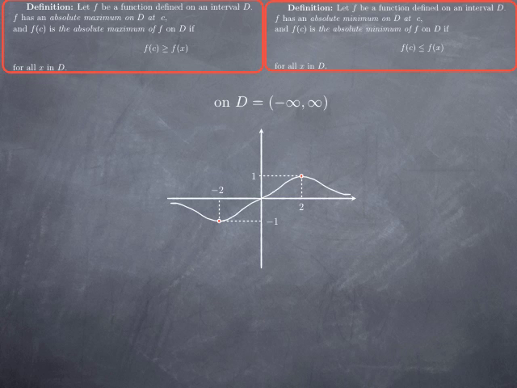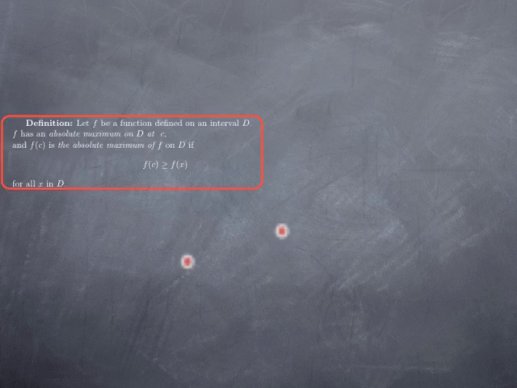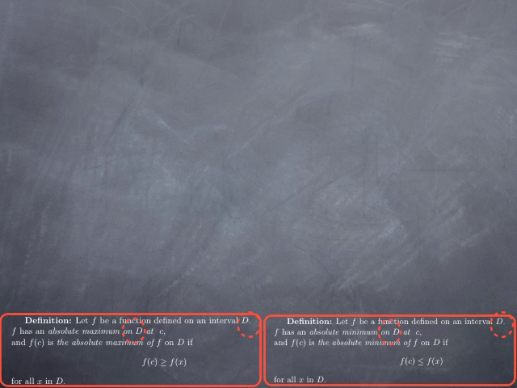This function here has an absolute minimum. The smallest value that the function takes is -1 and it occurs at -2, and a maximum. The largest value taken by the function is 1 and it occurs at 2. Now another observation is that in the definition we talked about the absolute maximum of the function on a certain interval. So I want to point out that this choice of the domain matters.